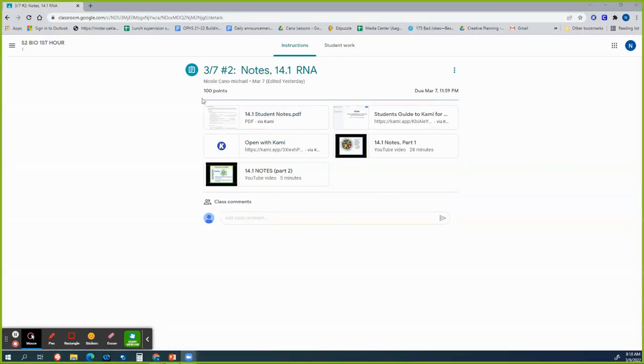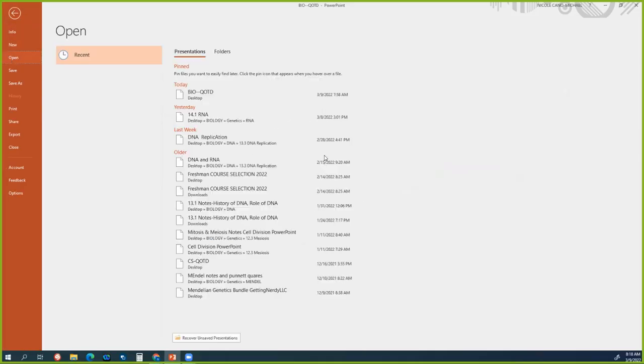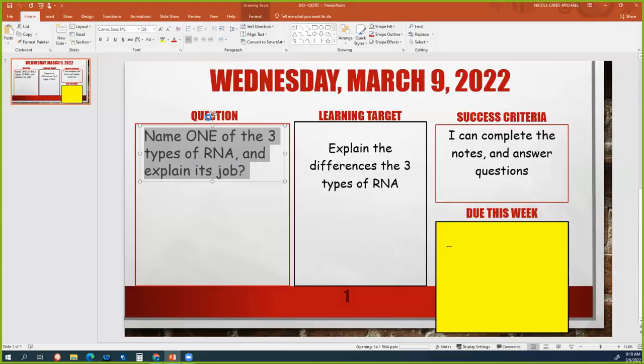Ladies and gentlemen, so again, we're going to finish up our 3-7 number 2 notes. Nobody should have turned these in yet because, again, we're not done with them. So let me go ahead and get that opened for you, and we'll take it from there.